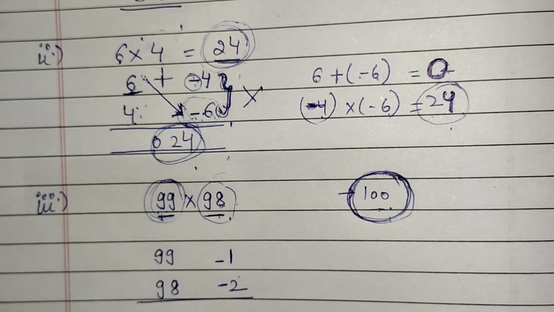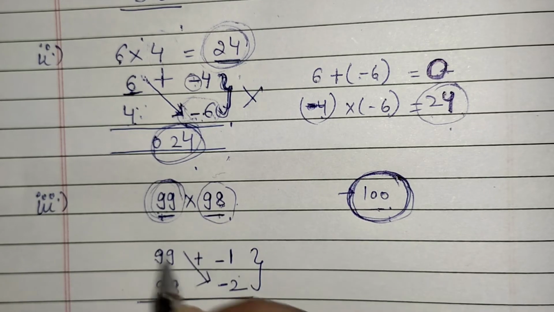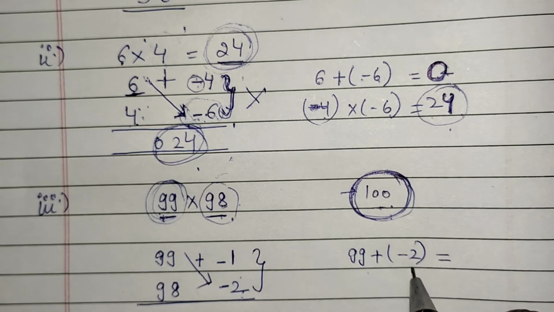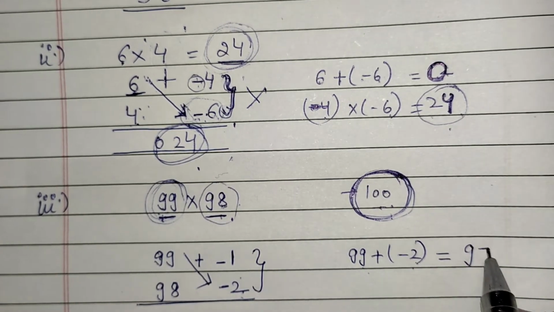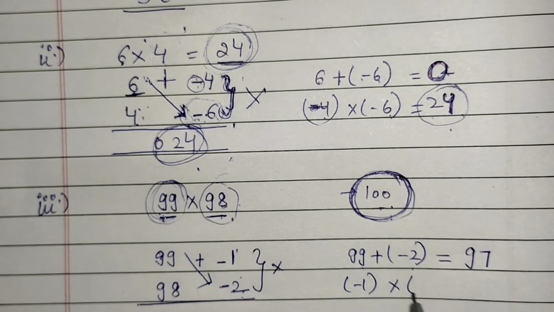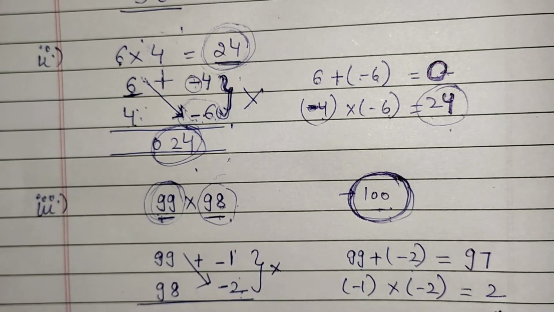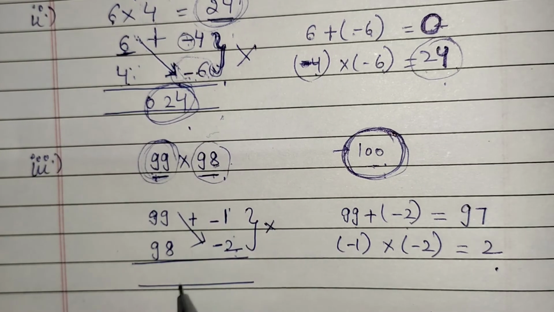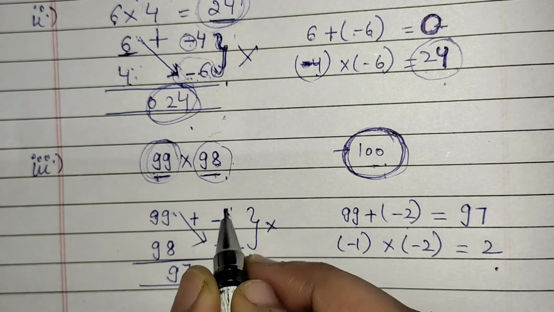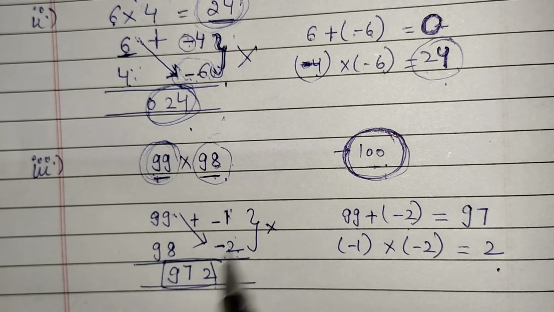It is minus 2. Now again the next step, you know very well, is to add these two values, 99 plus minus 2, which will give you 97. Then multiply these two values: minus 1 into minus 2 will give you 2. Write down your answer. 99 minus 2 is 97, and minus 1 into minus 2 is 2. So this will be your answer for this big number.